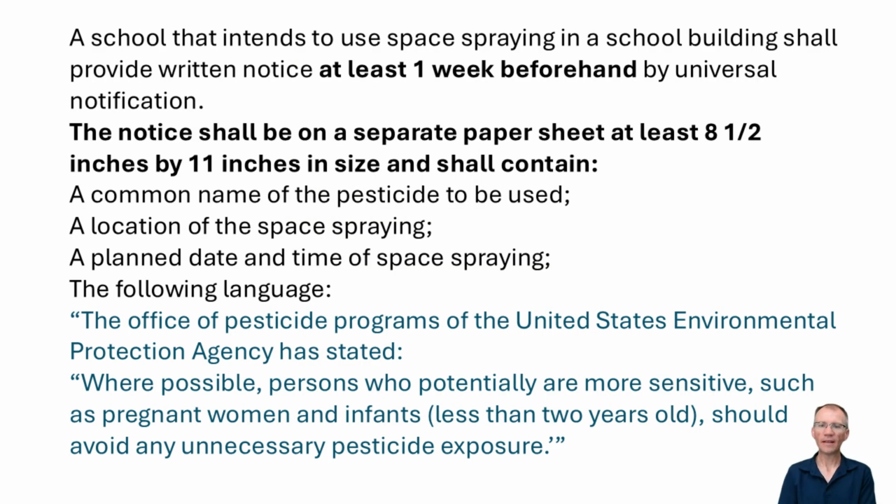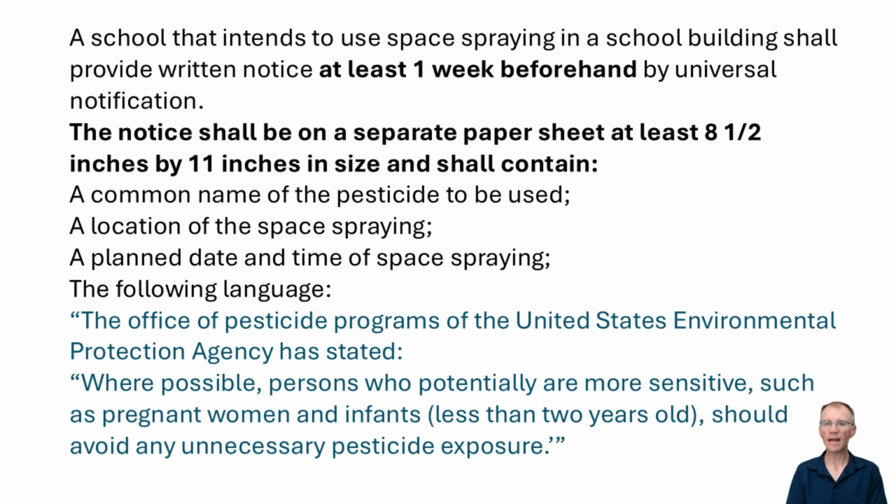A school that intends to use space spraying in a school building shall provide written notice at least 1 week beforehand by universal notification. The notice shall be on a separate paper sheet at least 8.5 inches by 11 inches in size and shall contain a common name of the pesticide to be used, a location of the space spraying, a planned date and time of space spraying, the following language.